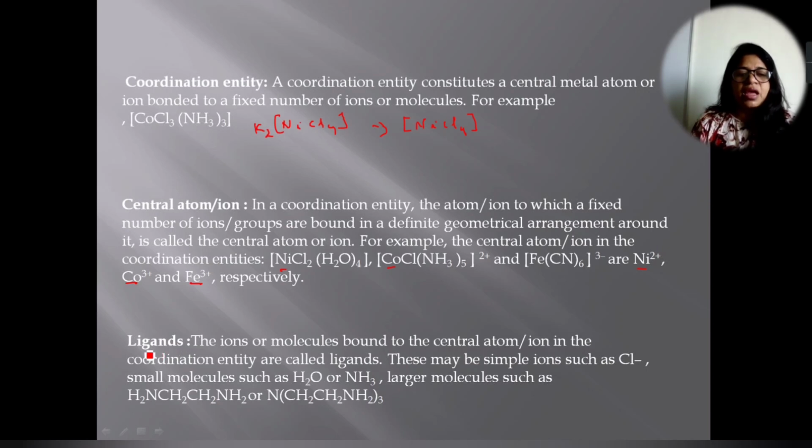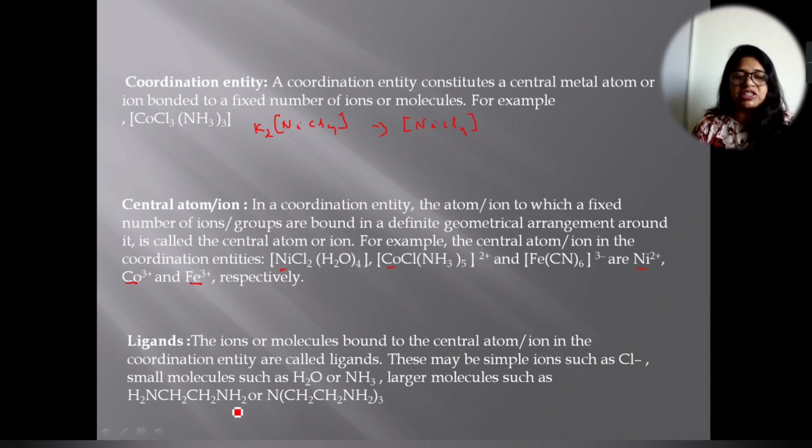Now, ligands. Whatever surrounds the central metal atom, Ni is surrounded by Cl and H2O, right? Both these are ligands. Cl and NH3 are the ligands. Here, Cl is the ligand. If I take this complex, there are two types of ligands, Cl and NH3. So what is surrounding the central metal ion? That is the ligand.